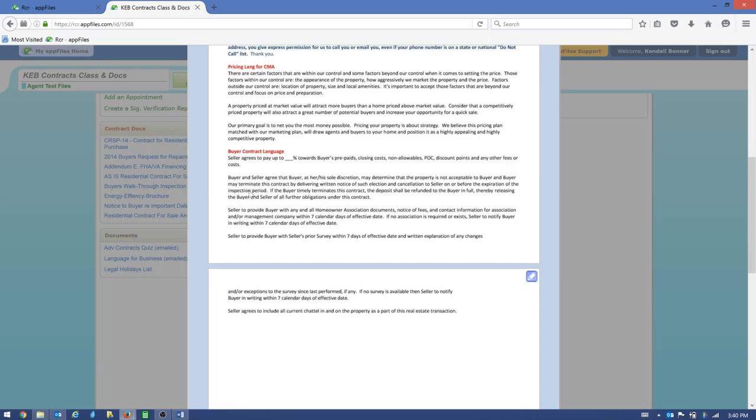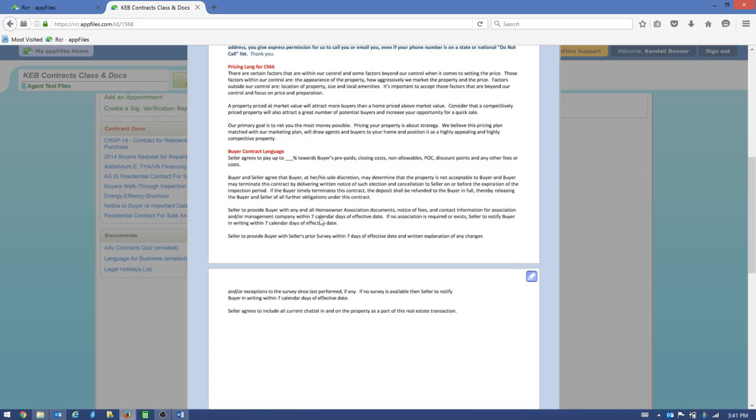Okay. Next, we have: the buyer and seller agree that buyer, at his or her sole discretion, you remember that language? My favorite language from As Is. I put this in my FAR/BAR 4s. May determine that the property is not acceptable to the buyer, and buyer may terminate this contract by delivering written notice of such election and cancellation to the seller on or before expiration of the inspection period. If the buyer timely terminates, the buyer shall get their full deposit refunded, and all parties are released.